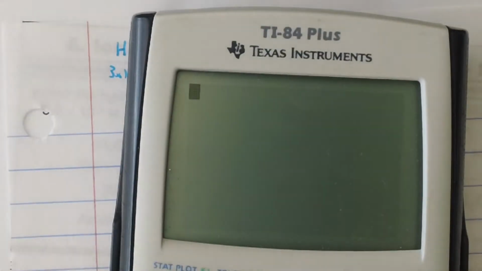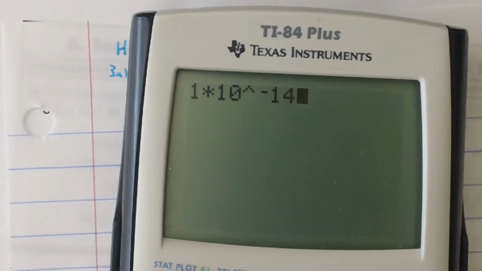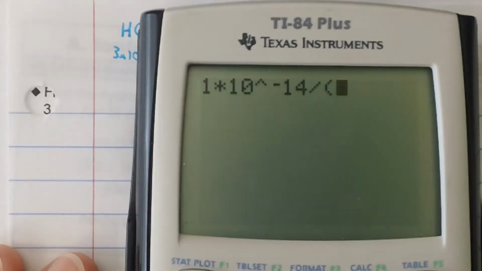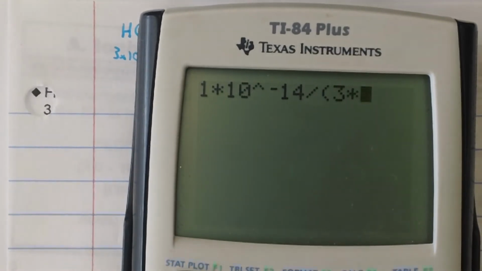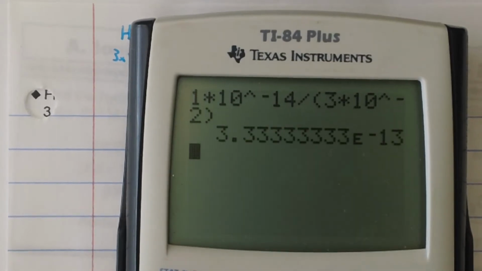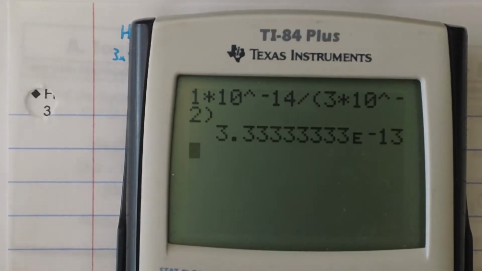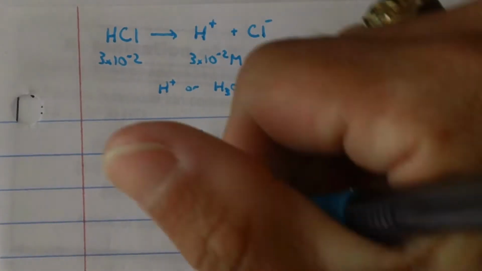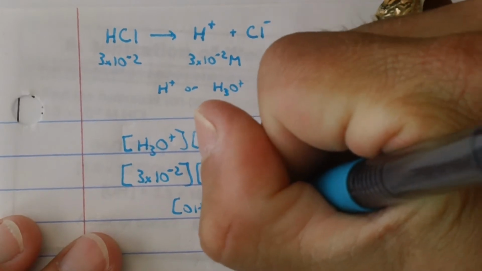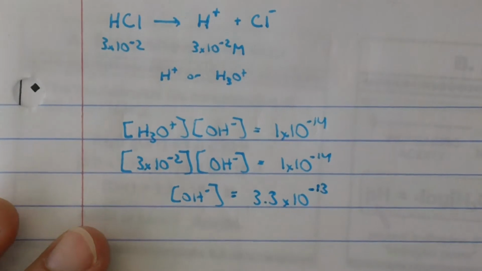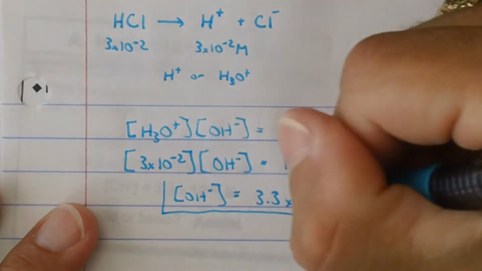So hydroxide ion concentration, I'll plug it in so you can see: 1 times 10 raised to the negative 14th divided by, in scientific notation, it has to be in parentheses, 3 times 10 raised to the negative second, at least I hope. Close those parentheses out, and we get this number, 3.33 times 10 to the negative 13th. So our hydroxide is 3.3 times 10 to the negative 13th power. And that's it on that first question.